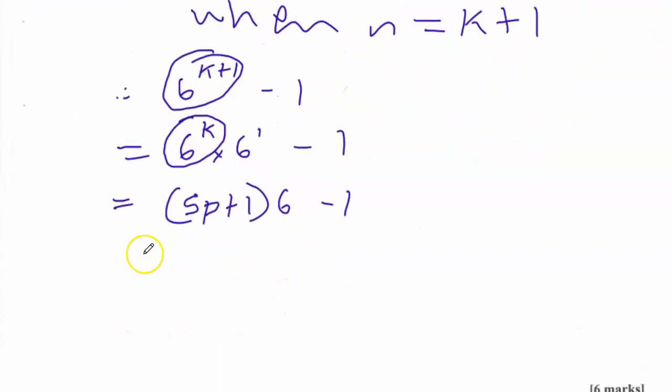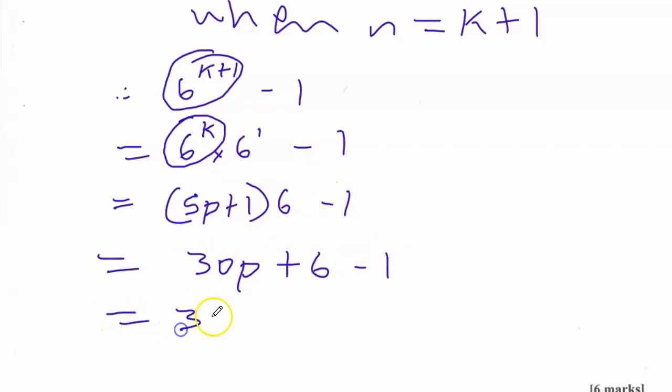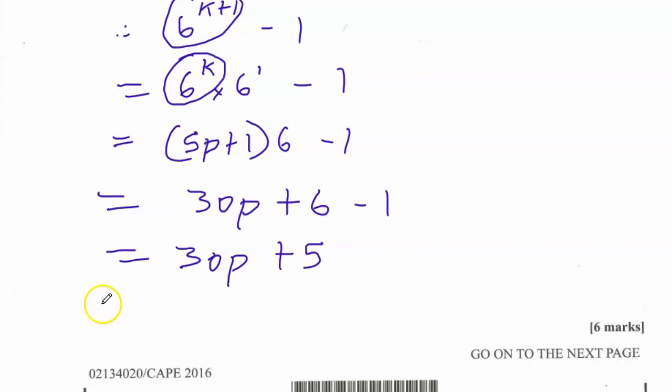Let's expand our bracket. 6 times 5p, that's 30p. 6 times 1, that's 6. And we have minus 1 outside here. So 6 minus 1, that's 5. So we have 30p plus 5. And we can notice 5 is a common factor, so we can factor 5. We end up with 5 times 6p plus 1.